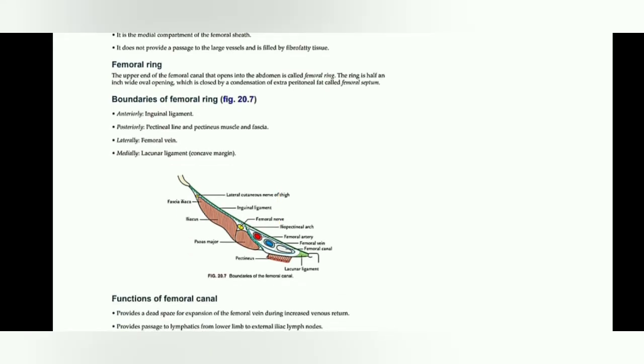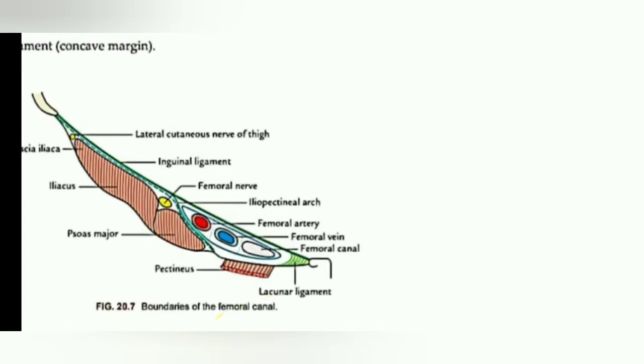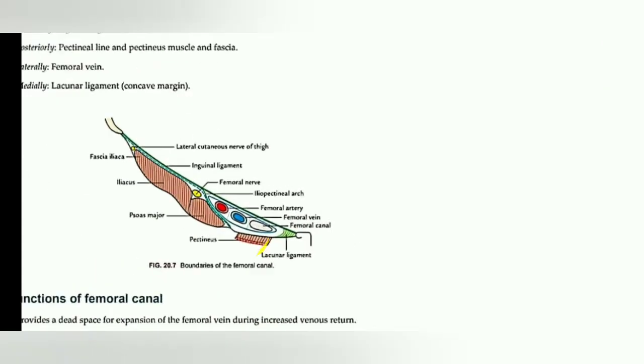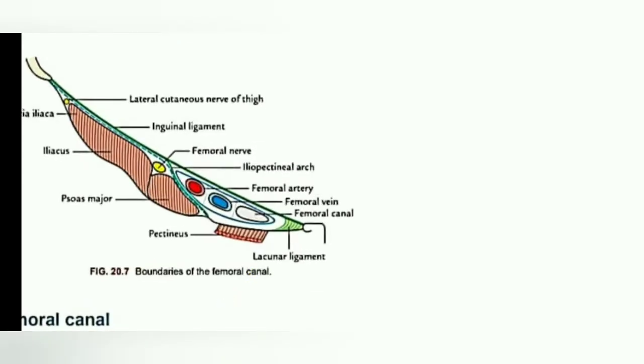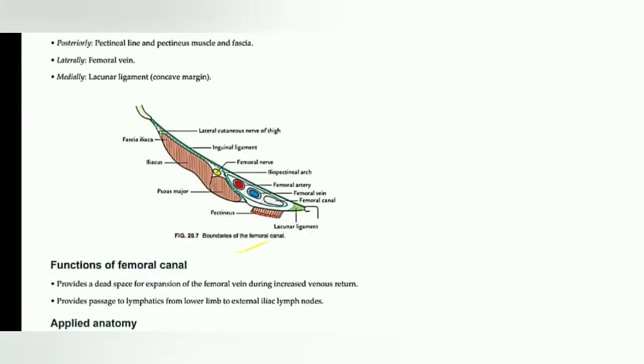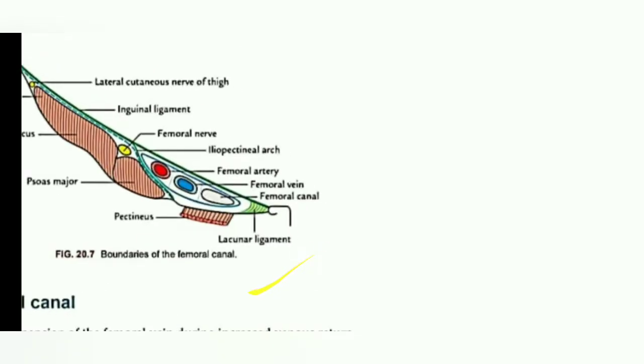So, boundaries of the femoral ring. You can see the femoral canal, and the opening of the femoral canal is the femoral ring. So if we see the diagram and tell its boundaries, anteriorly will be the inguinal ligament, posteriorly will be the pectineal line and pectineus muscle and fascia. You can see the pectineus muscle behind the femoral canal, and medially will be the lacunar ligament concavity.